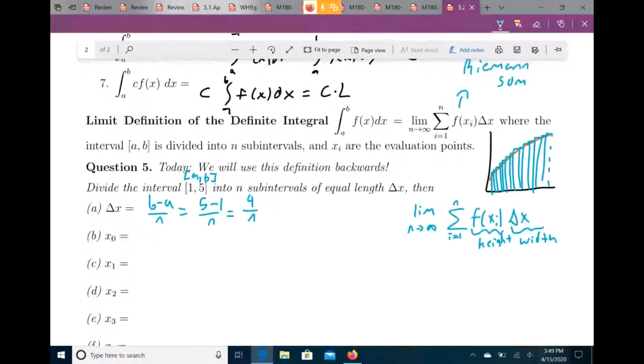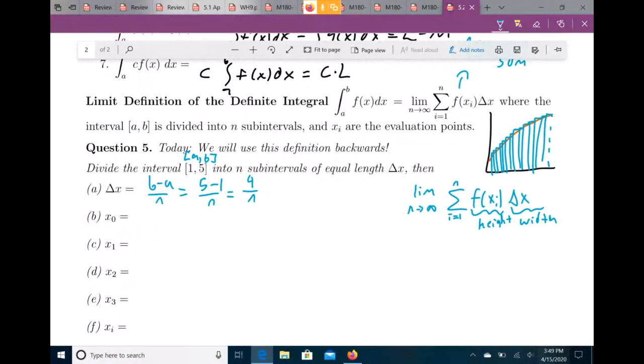All right, this x naught, x1, x2, x3, up to x_i, these are the points, like the left or right endpoints generally, where we're measuring our height. The way we're going to do it here is we're going to use left endpoints. So I'm dividing up the interval from 1 to 5 into n pieces, where they're each width 4 over n. The first point is just 1. That's just my leftmost endpoint.